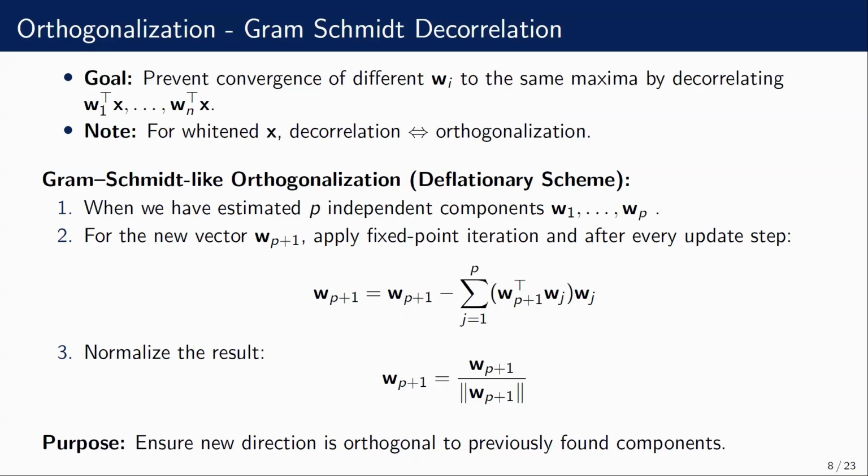So we use orthogonalization for that. In simple terms, this step ensures that as we keep finding new independent components, each one is distinct and doesn't overlap with the others. One way of doing it is using this deflationary scheme.